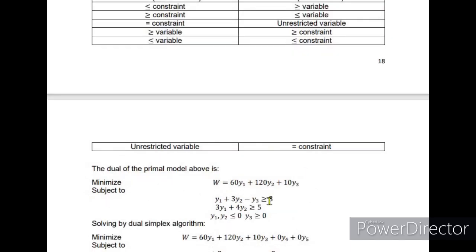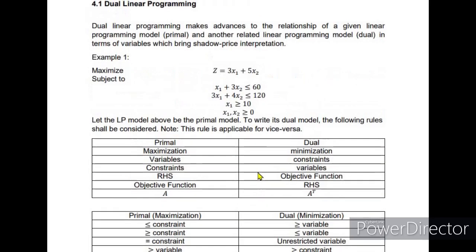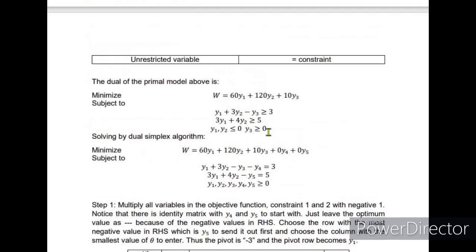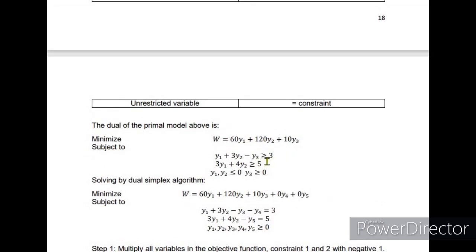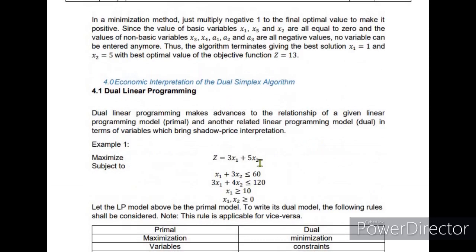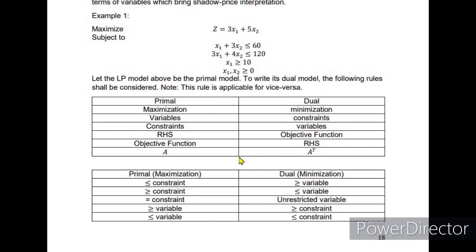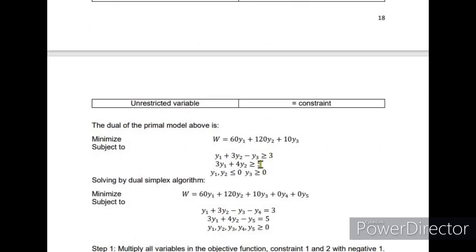Here we got 3 and 4 because it is from the coefficients of x sub 2. And these RHS values are from the coefficients of the objective function of the primal model, which is 3 and 5. That's why it is 3 and 5 here.